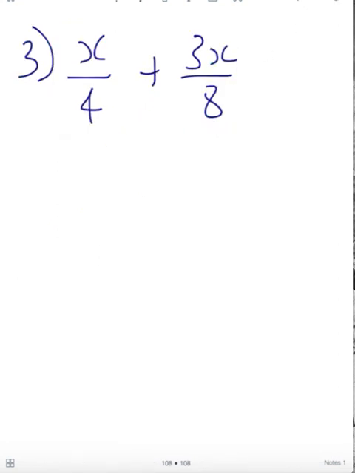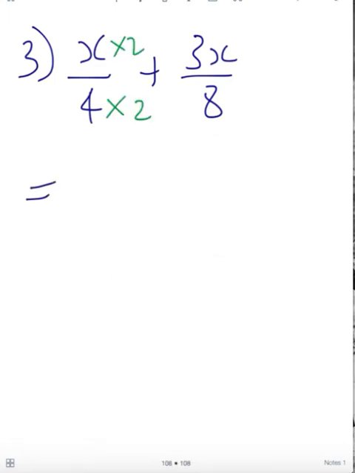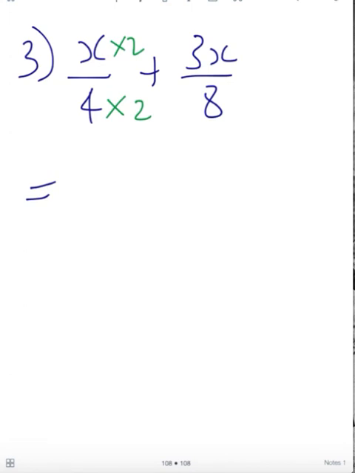Okay, I want you to have a go with this one first and see how you go. All right, so once again, all I have to do is make the same denominator. So I can turn my 4 into an 8 by multiplying it by 2. So I'll do that now. All right, so we've got now 2x on top over 4 times 2 is 8, plus the 3x over 8 stays the same.